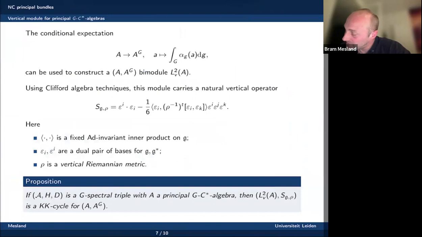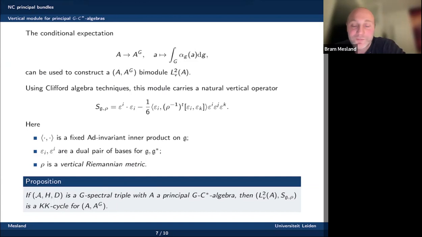So the module is in some sense the most straightforward part. Because we have the G action by a compact group, there's a nice conditional expectation, and this is a completely positive map. You can use this to construct an AG bimodule, which I denote by L2V of A, where the V stands for vertical.